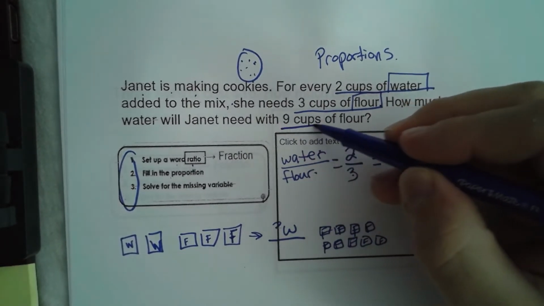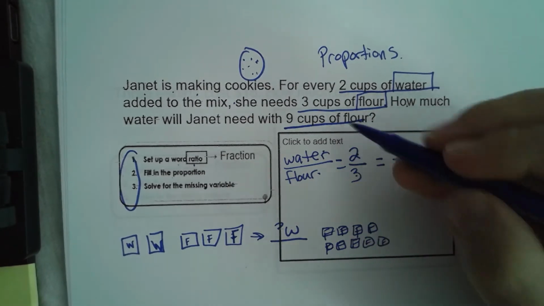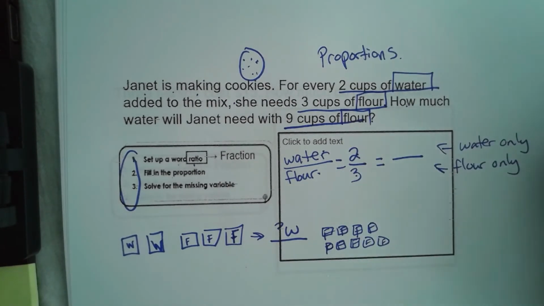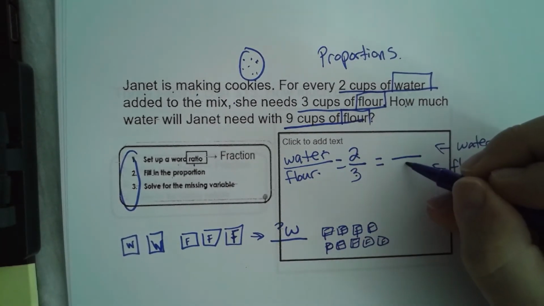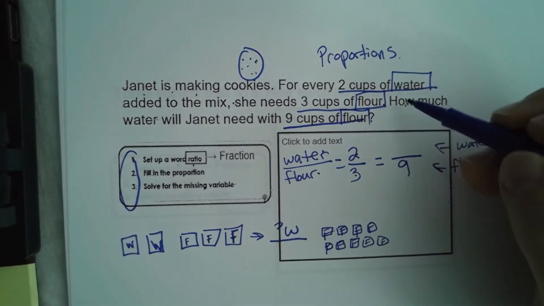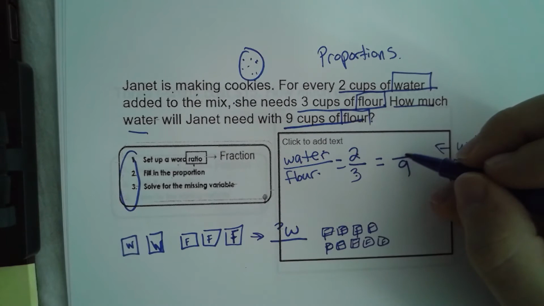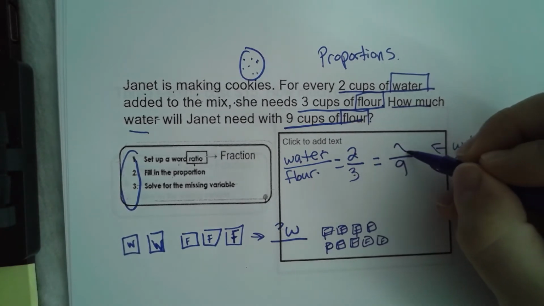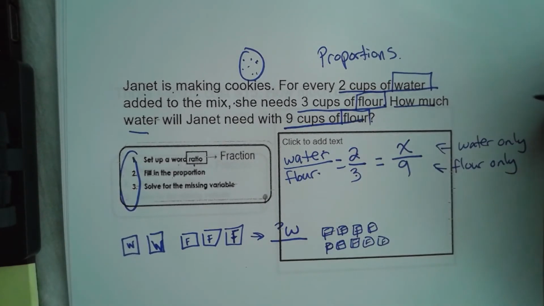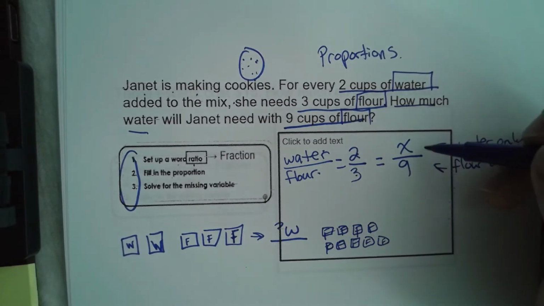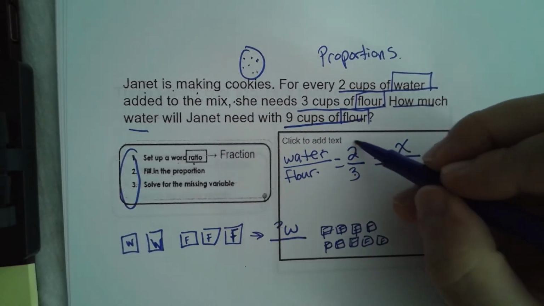So now I need to put this 9 somewhere. 9 cups of flour. Flour we said was going to be on the bottom. And we're trying to figure out how much water I will need. So I don't know how much water, so I'm going to write an X. And hopefully you guys know how to do this. How do you solve for X? Do the same thing we've been doing.